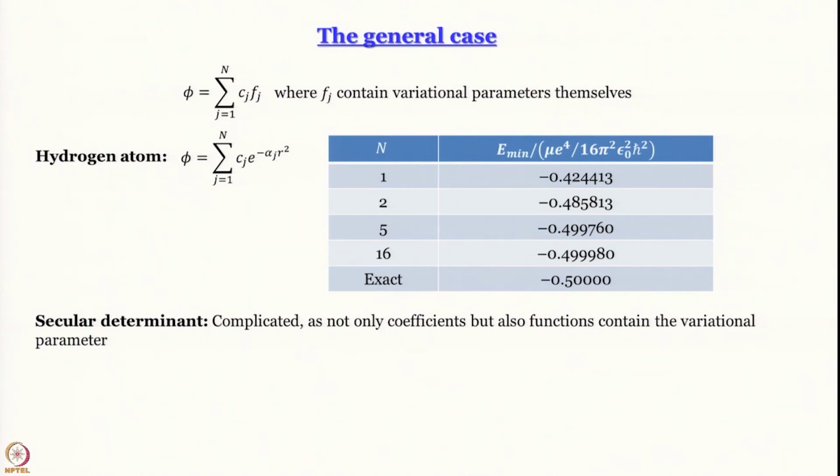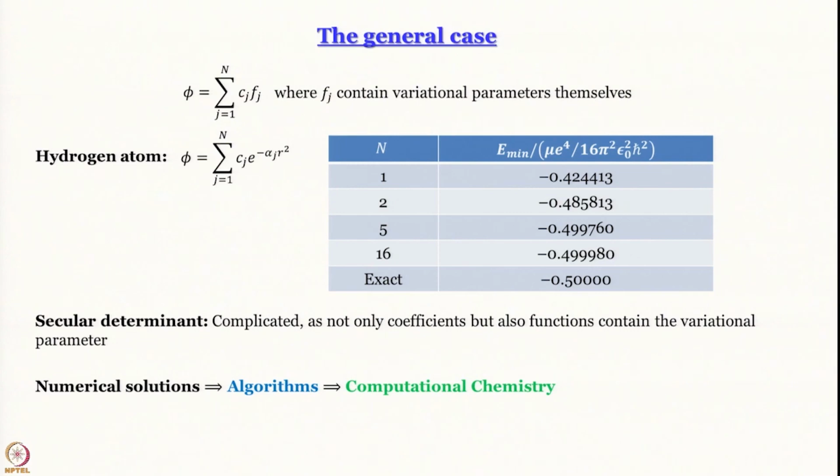One thing to understand here, if we include the variational parameter in the functions themselves, is that the secular determinant is complicated, right, because the variational parameter is also there in the functions. So, in fact, we will not be able to get an analytical solution like what we have been getting so far. You have to solve this numerically. Put in a number, see what solution you get, change the number, see what solution you get, and you need different kinds of algorithms, and this opens up the field of computational chemistry. Well, this really takes us into the domain of computational chemistry, but let us talk a little more about this a little later.